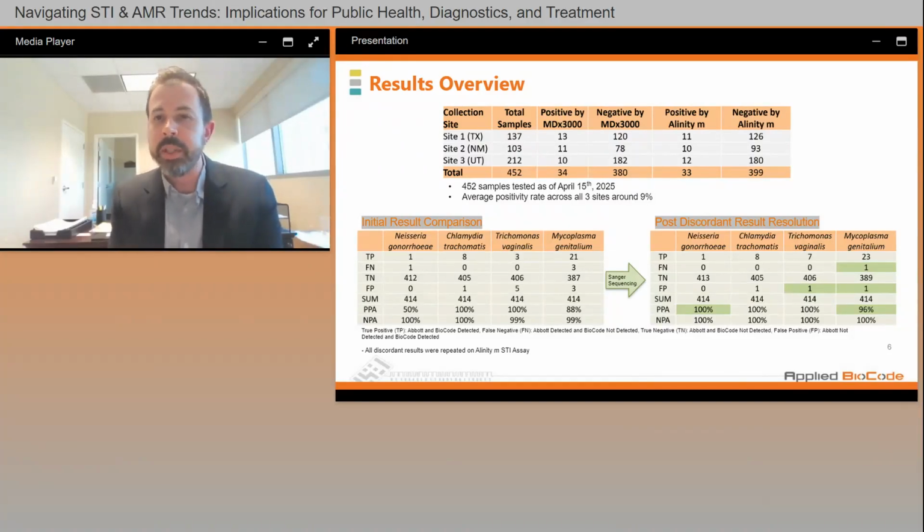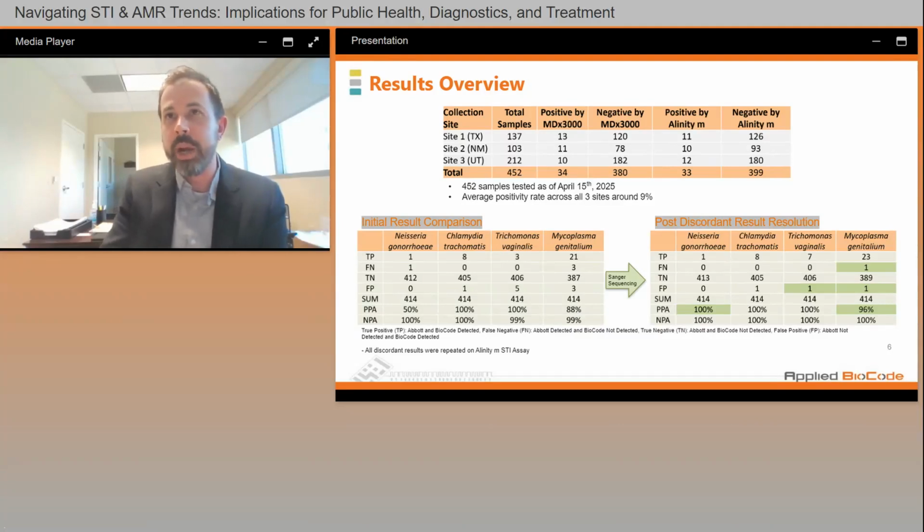But after resolving discrepancies with Sanger sequencing, we see the results shift and improve significantly, generally in favor of the Biocode assay in trichomonas and Mycoplasma. Gonorrhea's percent agreement jumped to 100%, Mycoplasma rose to 96, and both chlamydia and trichomonas stayed at 100, with the negative percent agreements at 100% across all targets. Showing, I think, that both assays are very highly accurate. And with the sequencing tiebreaker, some of these results, especially within trichomonas and Mycoplasma, lean more toward the Biocode assay in direct ID for these organisms.